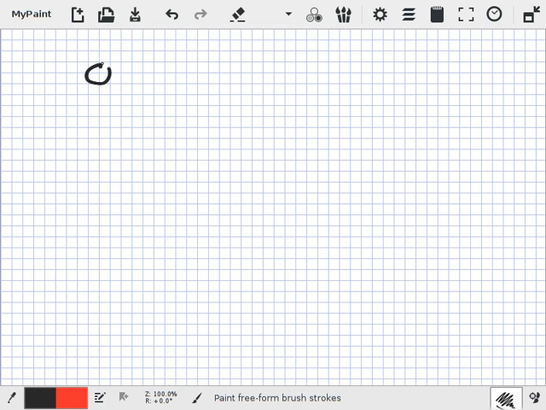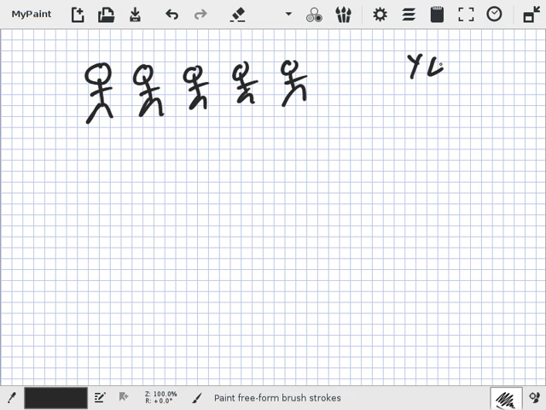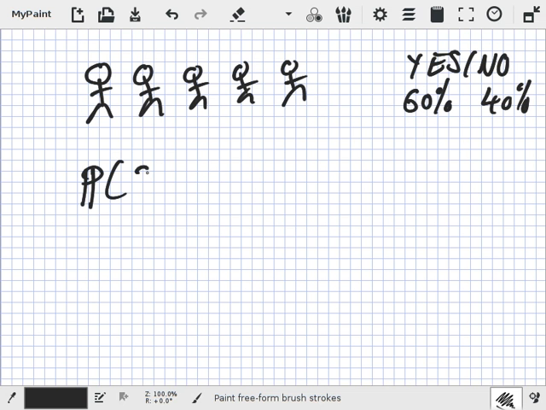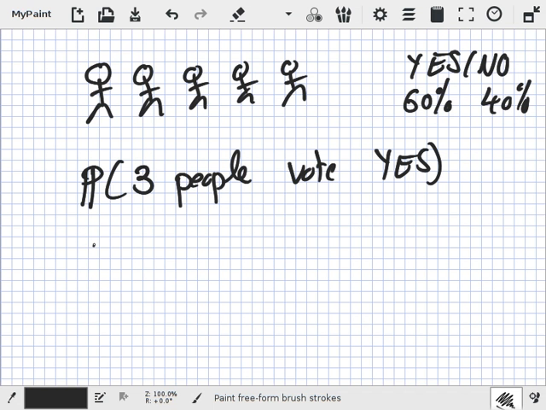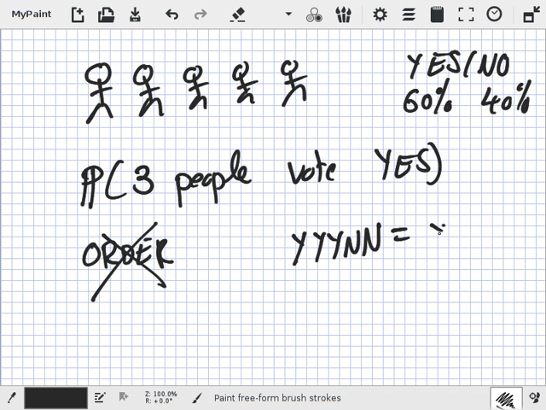Okay, so let me give you an example. Suppose you have 5 people: 1, 2, 3, 4, 5. And let's say they each want to vote, so they can vote yes or no. And we think a person will vote yes 60% and vote no 40% of the time. So my question might be, what's the probability that 3 people vote yes? And what's important about binomial is the order is not important. So yes, yes, yes, no, no is the same as yes, no, yes, no, yes.